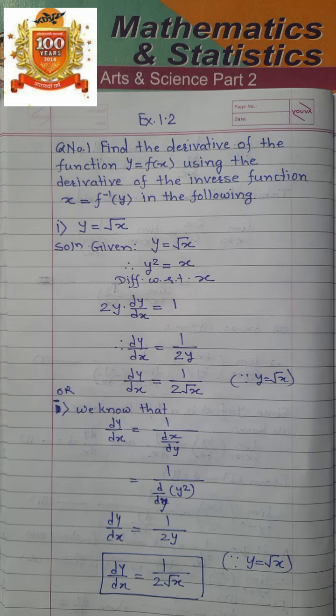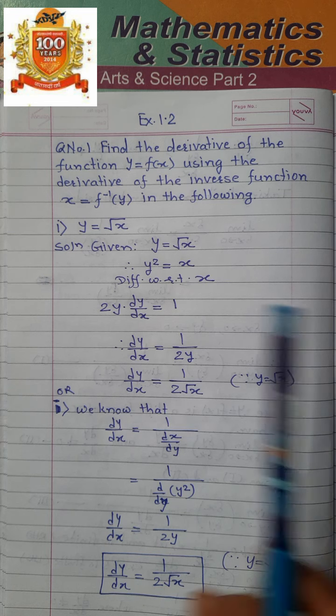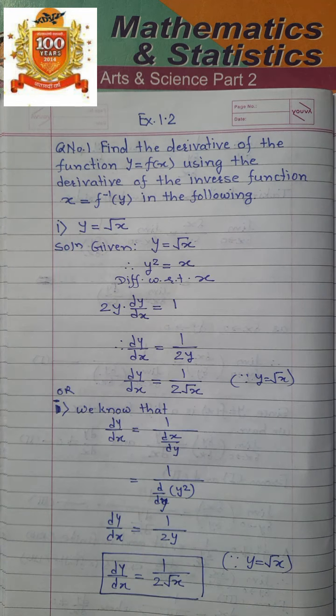Good morning, students. Let us see problems in exercise 1.2 based on inverse trigonometric function. Question number 1. Find the derivative of the function y is equal to f of x using the derivative of the inverse function x is equal to f inverse y in the following. Question number 1. y is equal to root of x.